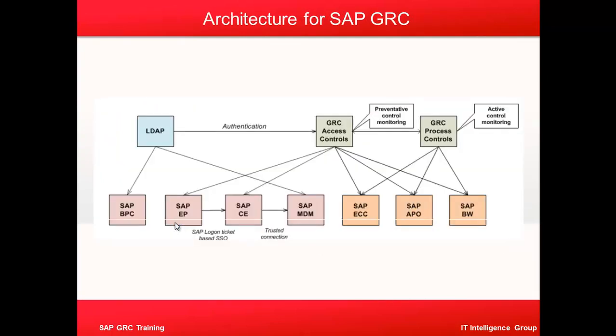Okay, now here it's showing different components and how they are connecting to the remote systems. So you have your access control, you have process control. So your preventative control monitoring is taken from here, and active control monitoring is taken from here.